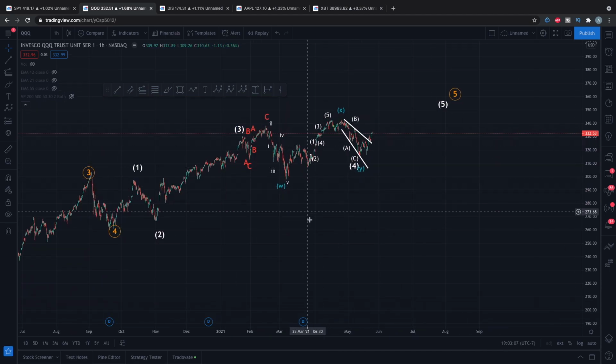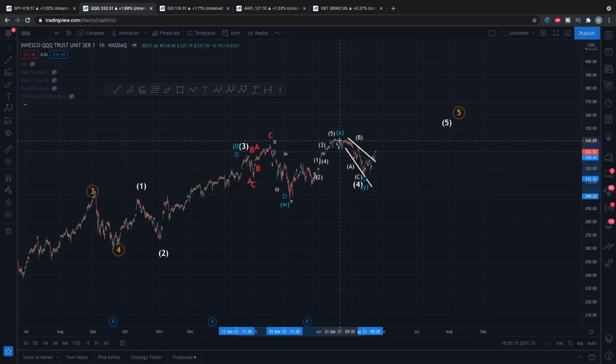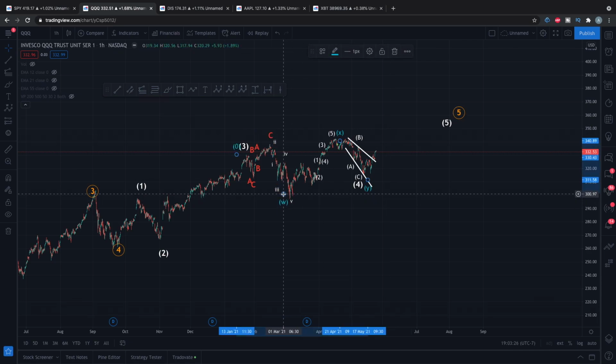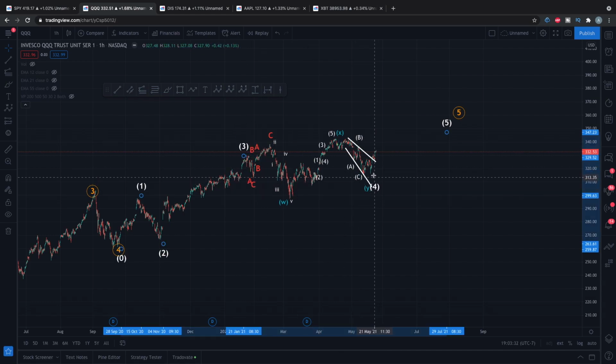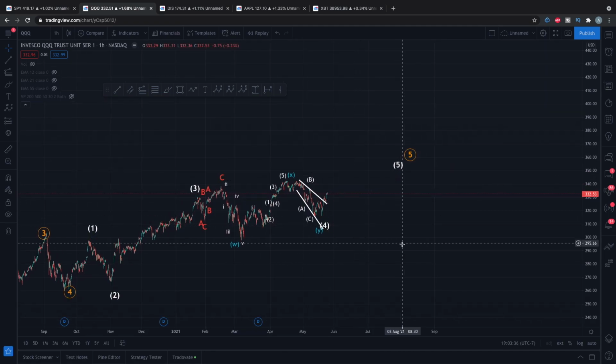But if I zoom in on the structure, we finished the third wave up here. We came down for an expanded flat, so A, B, C, and then we came upwards for a failed impulse wave for the X wave, and then came down for an ABC for the Y wave. So basically we had an ABC, ABC, and then an ABC. And this just means we're in a complex correction, and this is why you don't really want to trade this. So a W, X, Y, and this whole thing could be considered the fourth wave, just like the S&P 500, and then we're coming up for the fifth wave.